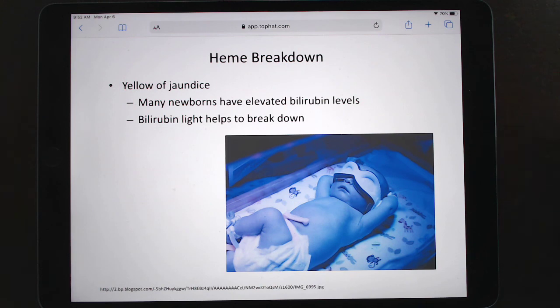So instead of taking them outside with patches, things like that, you can have it in a more controlled environment. You put them under this blue light for a little while. That light is able to actually break down the bilirubin to more reasonable levels in order to help out the newborn.